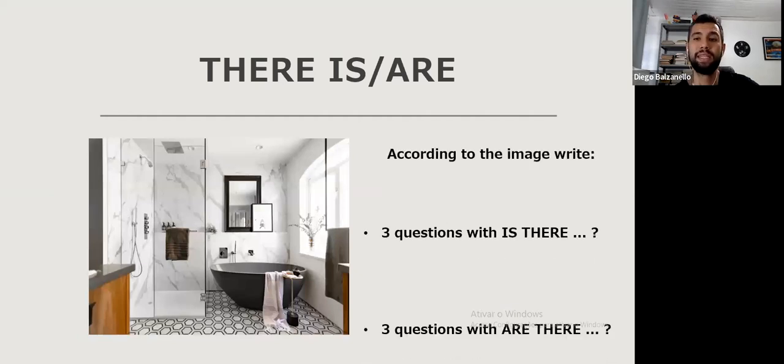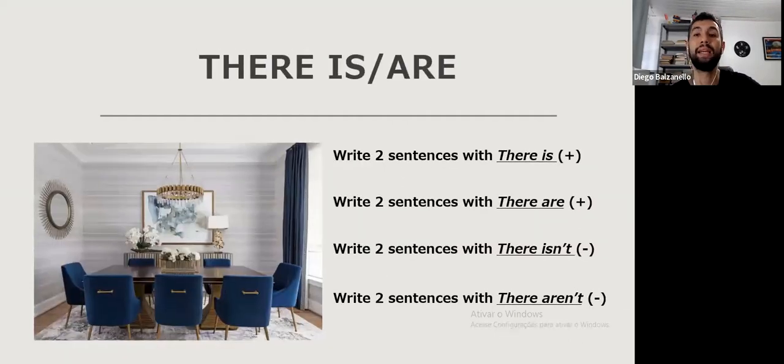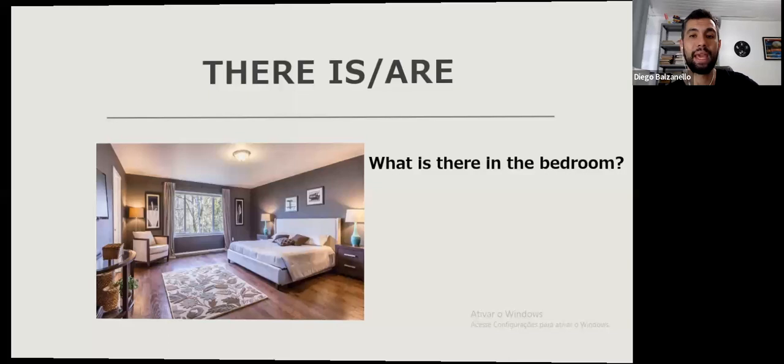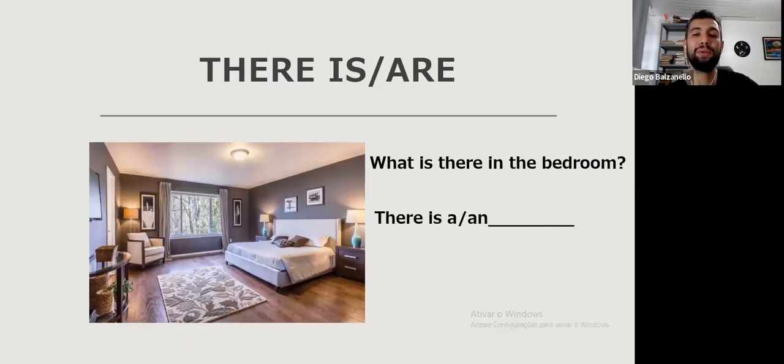Here are the same ideas. So you have to try to think of 3 questions with there is, 3 questions with are there, singular and plural, and let's go. Then here as well, this is homework. So there is, try to write 2 sentences with there is, 2 sentences with there are, 2 sentences with there isn't, 2 sentences with there aren't. And you have to try to answer those questions here and see if you can get it.